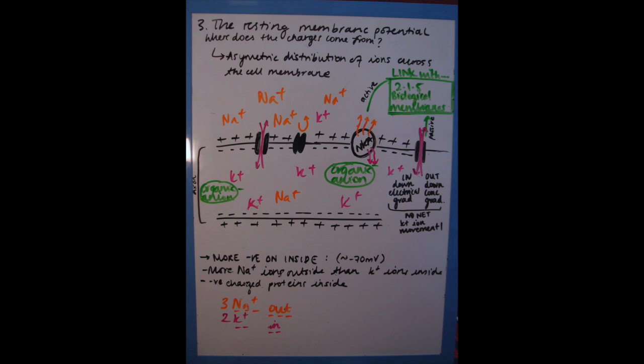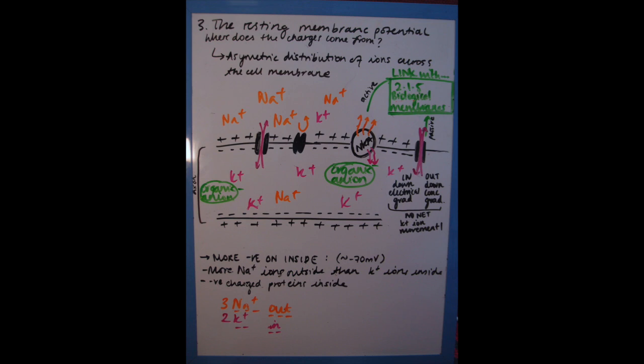from cell to cell. This inside negative charge is brought about by the presence of negatively charged proteins, and also the fact that there are more sodium ions outside than there are potassium ions inside. One key protein in maintaining this distribution is the sodium-potassium ATPase, which is an active transporter or a pump.